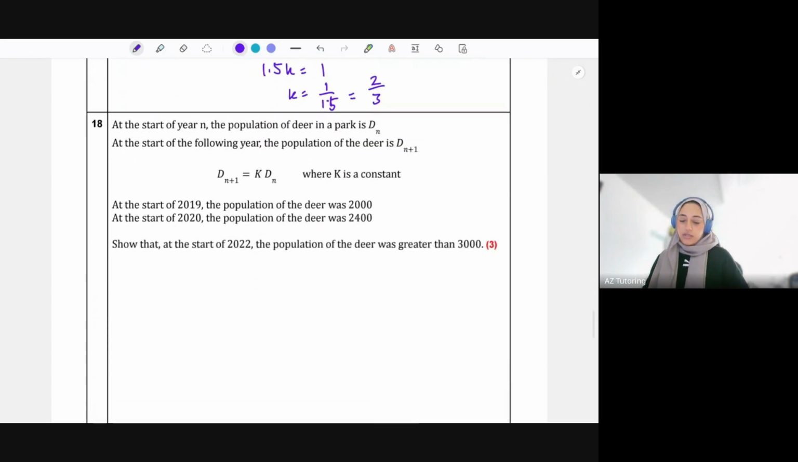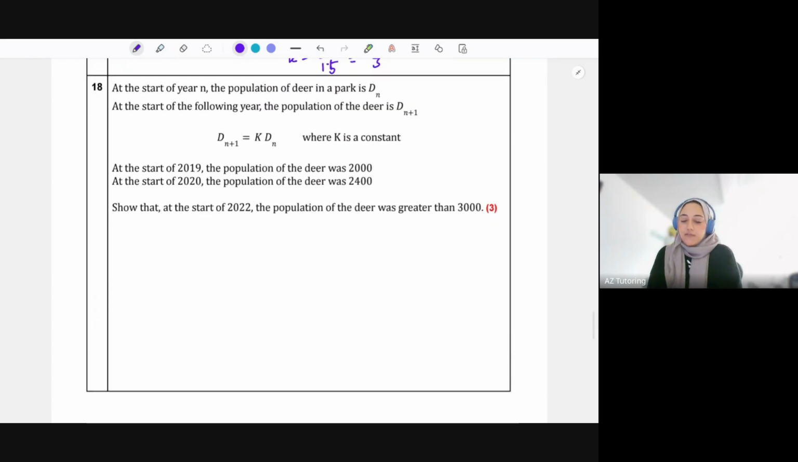Okay, question 18. At the start of year n, the population of the day in a park is dn. At the start of the following year, the population of the day is dn plus 1. So it's an iterations question. And the reason why I know that is because of that n and n plus 1. So that's the big clue. So they've given us an equation where k is a constant, so we don't know what k is.